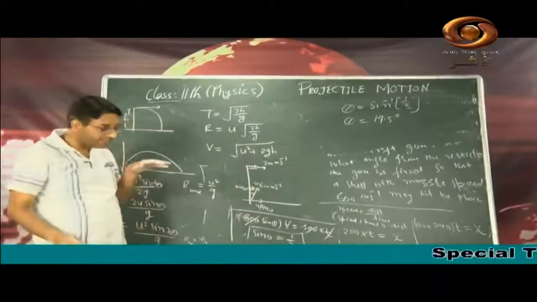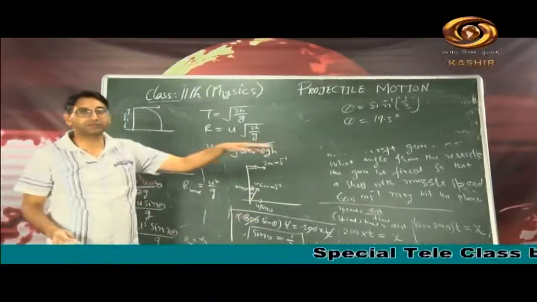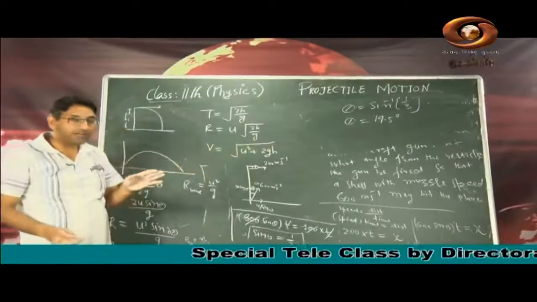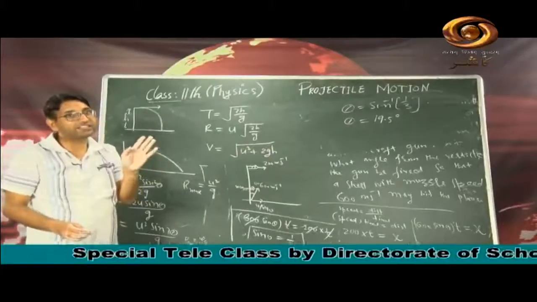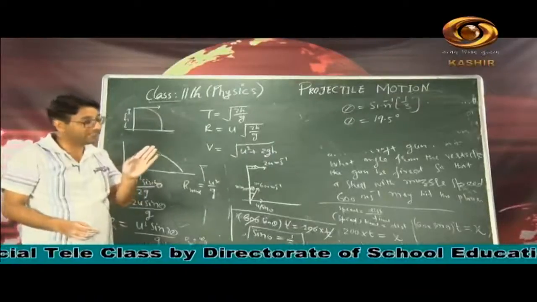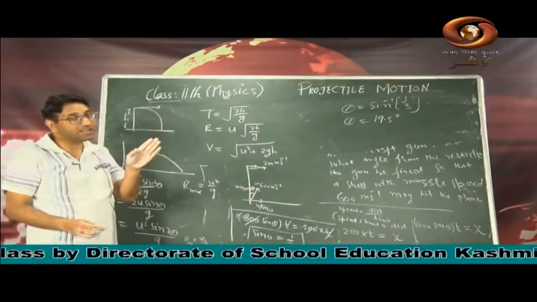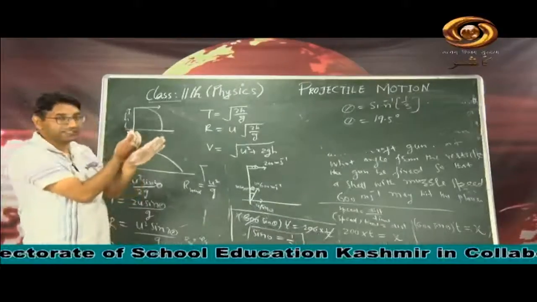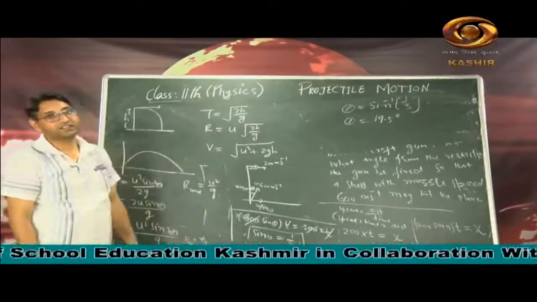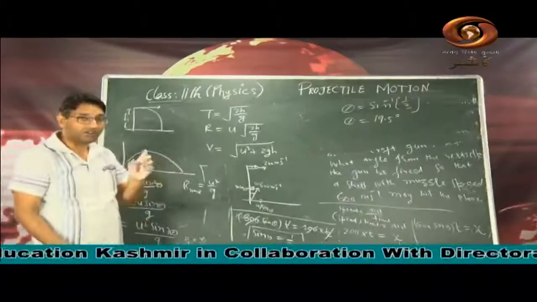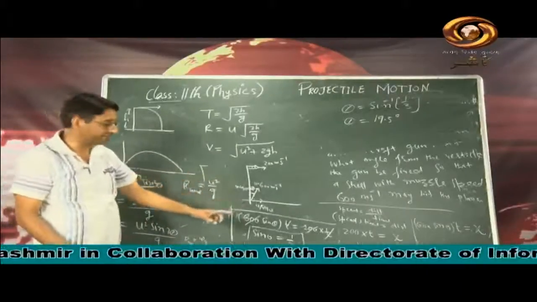When an aircraft is going with a speed of 200 meter per second, then we aim the gun which is firing a shell with a speed of 600 meter per second at an angle of 19.5 degrees with the vertical, only then it can hit the target. If we need to hit the target, we can only hit taking these equations into consideration.